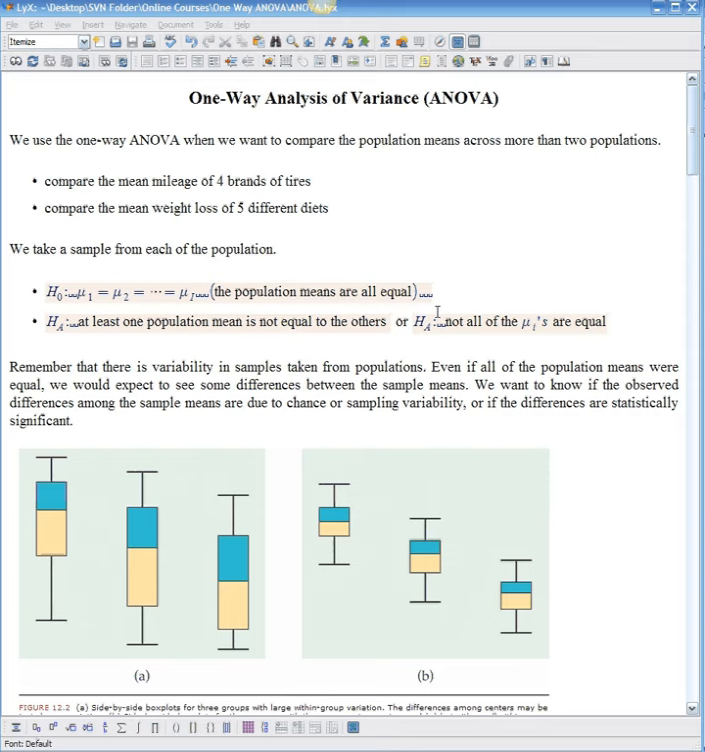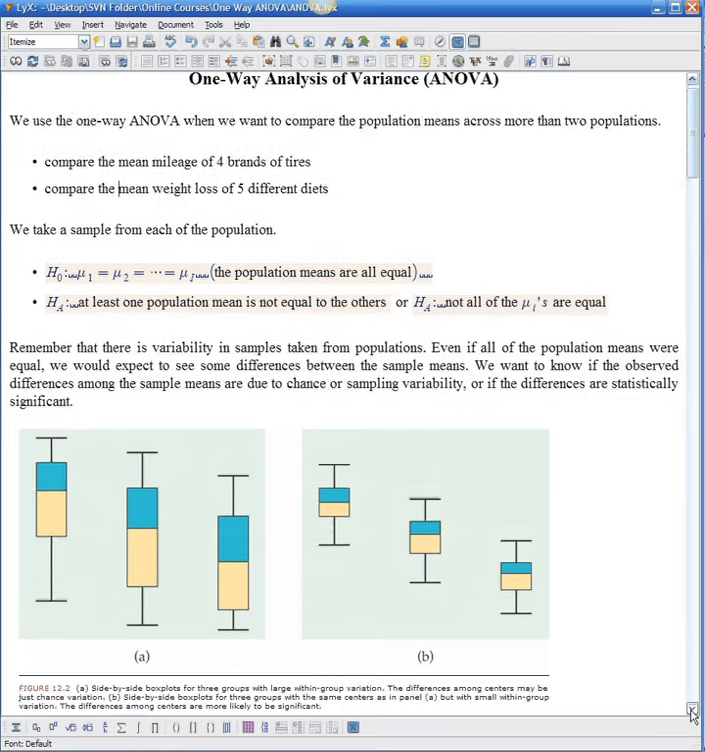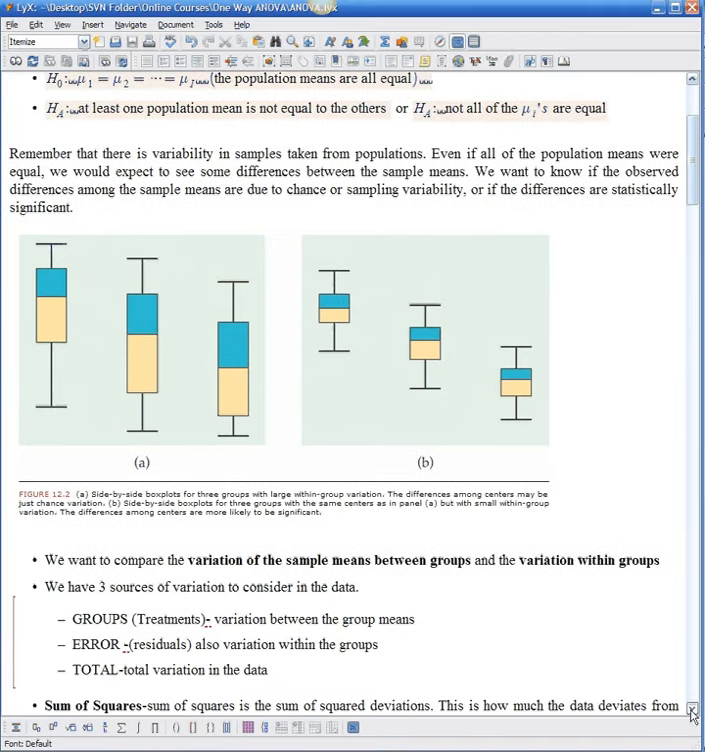Okay, and so what we want to know is, are these differences in the sample means due to chance or sampling variability, or are the differences actually statistically significant? So one of the things we want to do is compare the variation between the groups, so between the sample means. So if I say between the groups, I mean how are the sample means different? So here are our box plots. The sample mean is the line in the middle, so sample mean 1, sample mean 2, sample mean 3.